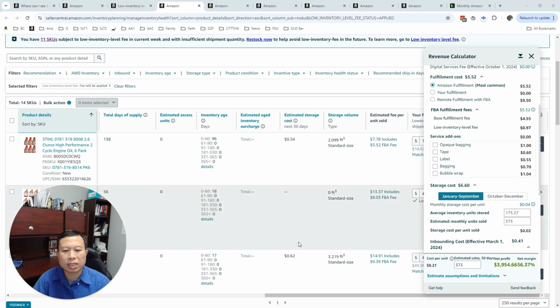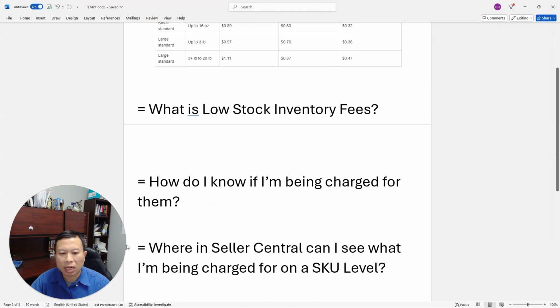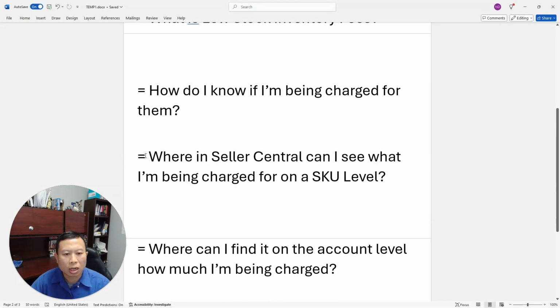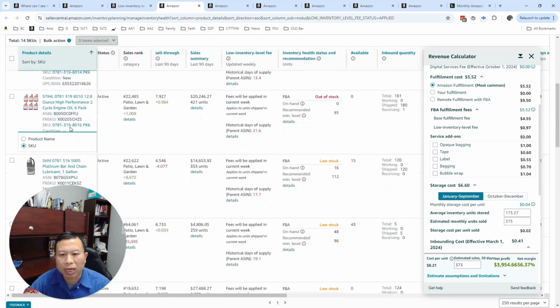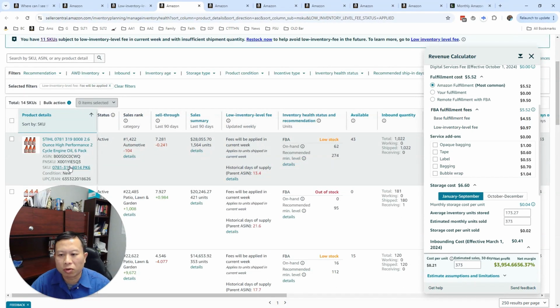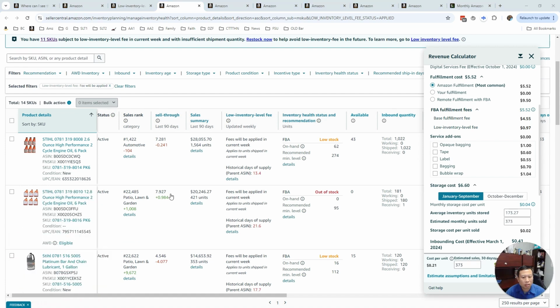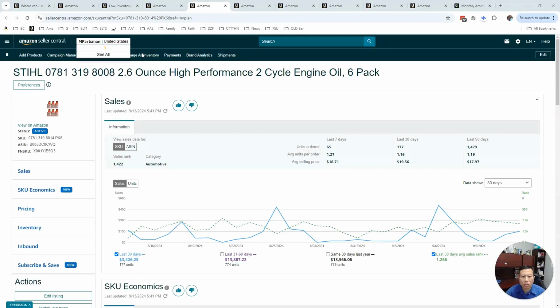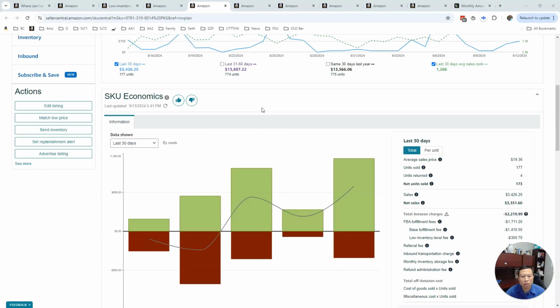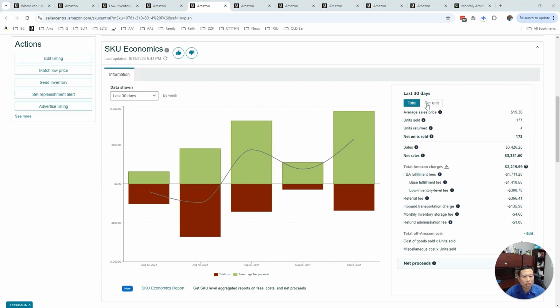The next question is, how do I know how much I'm being charged on a SKU level in Seller Central? The way you get there is to look at the SKU economics report. You go to the SKU and click on the SKU link here, and it opens up a new window. Let me make that smaller. It opens up a new window, and this is the SKU economics report. If you scroll down here, it'll be the SKU economics.